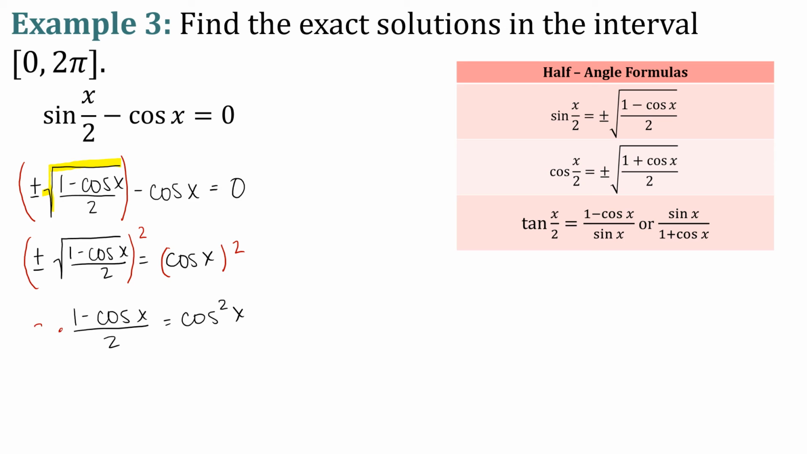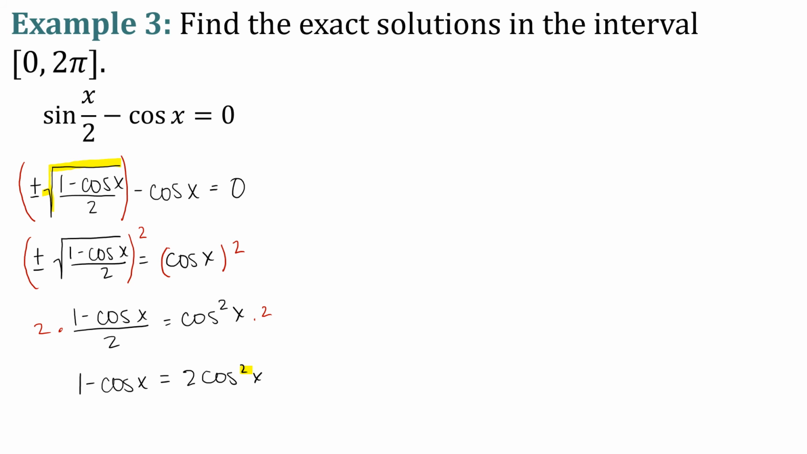Now to get rid of the divide by 2, we're going to multiply both sides by 2. So now we have 1 minus cosine of x equals 2 cosine squared of x. Now what I notice is that I have a squared. This is letting me know that it's a quadratic. So I need to rewrite this, and I need to set it equal to 0. So I can say 0 equals 2 cosine squared x plus cosine of x minus 1. I could also write my 0 on the other side if I needed to. I could use substitution.